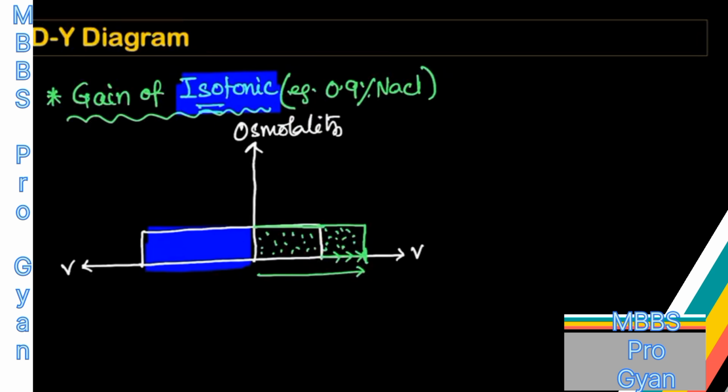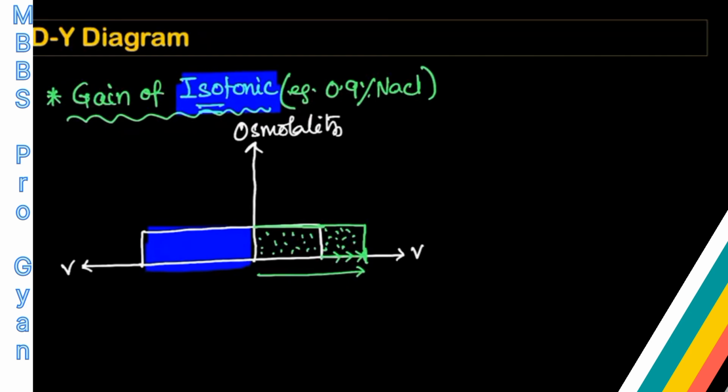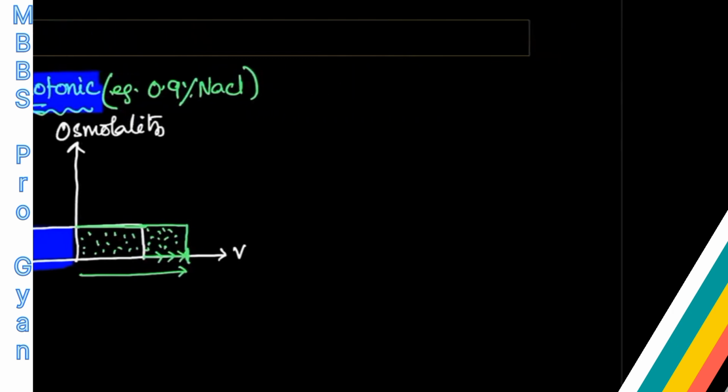But if there is expansion of the ICF, if the cell is expanded, then there will be more problem. That's why it is said that isotonic fluid therapy is a safer kind of fluid, because it will only expand the ECF volume, right? So this is gain of isotonic.